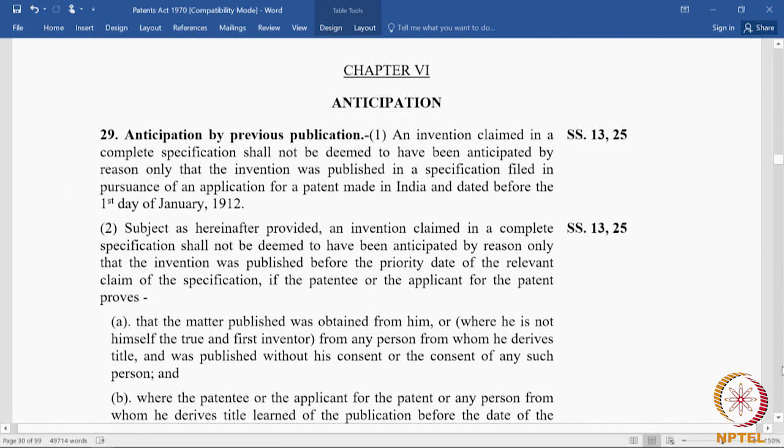Subject as hereinafter provided, an invention claimed in a complete specification shall not be deemed to have been anticipated, again, an exception to anticipation, by reason only that the invention was published before the priority date of the relevant claim, if the patentee or the applicant for the patent proves that the matter published was obtained by him, from him, or where he is not the true and first inventor, from any person from whom he derives title, and was published without his consent or the consent of any such person.